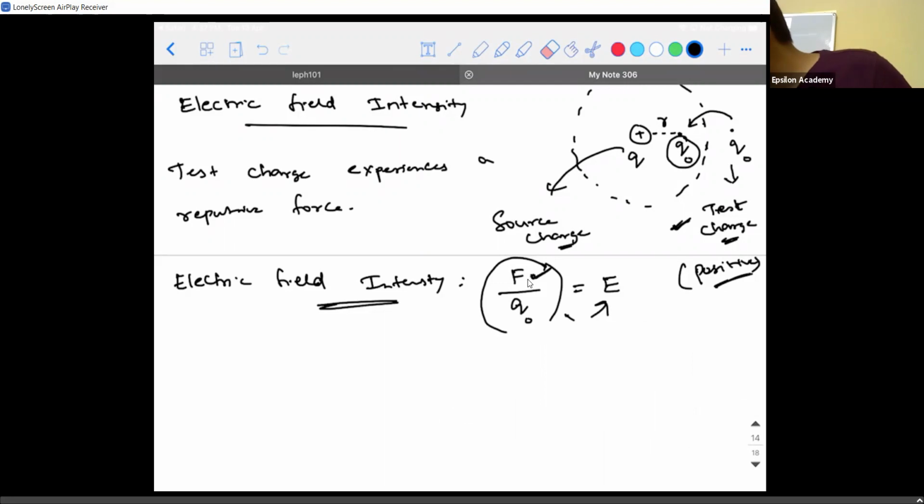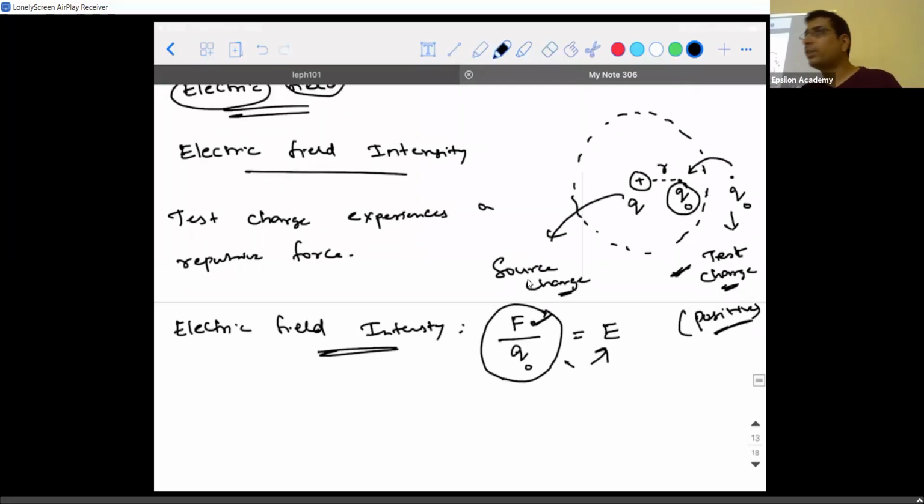Okay. Now I have another question. The source charge is having an electric field around it. Will the test charge not have an electric field around it? It is also going to have, right? See, for example, you have hydrogen and hydrogen. What kind of a bond are they going to form? Hydrogen has one valence electron, the other hydrogen has one valence electron. To attain stability, it is going to exist as H2. It is going to form a covalent bond.